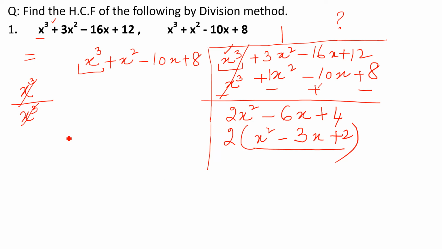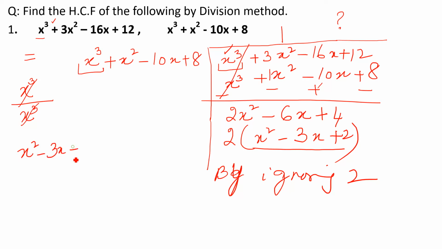Right? So we will write down here by ignoring 2. Sorry, this is y. Ignoring 2. Just ignore this 2. Whatever is left. X square minus 3x plus 2. Now this will be your divisor and this will be your dividend. Right? Keep in mind, if the first term of the dividend is less than the first term of the divisor, make this term as a divisor and the divisor, this one, as the dividend.